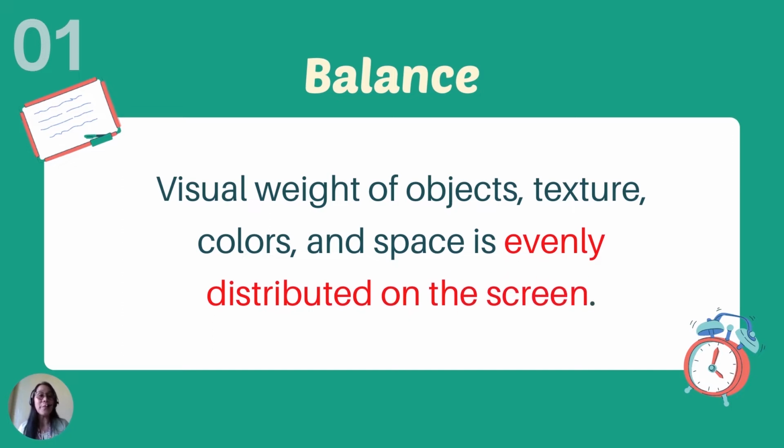When we talk about balance, from the word itself, balance means equal. The visual weight of the objects, textures, colors, and space is evenly distributed around the screen. So everything is balanced. So there's nothing that you can see overriding. So the space, the text, the color doesn't override each other. So everything is in place, everything is in balance. And that is the first principle.